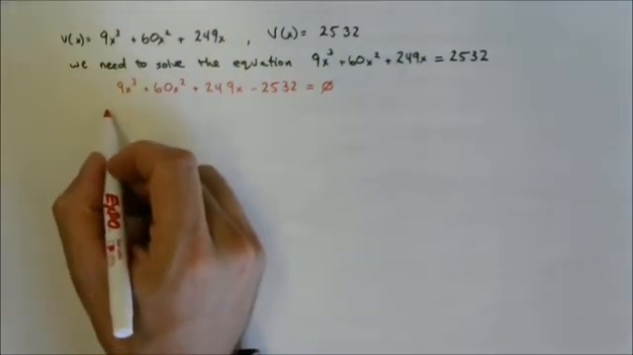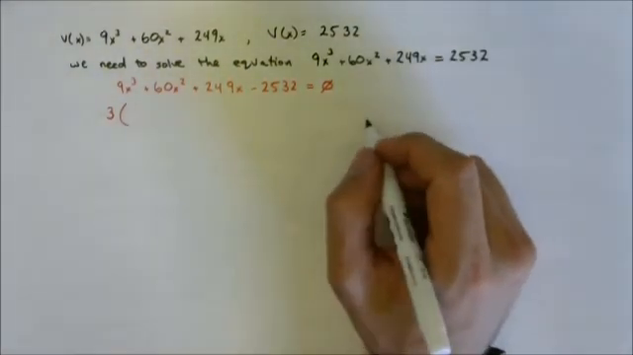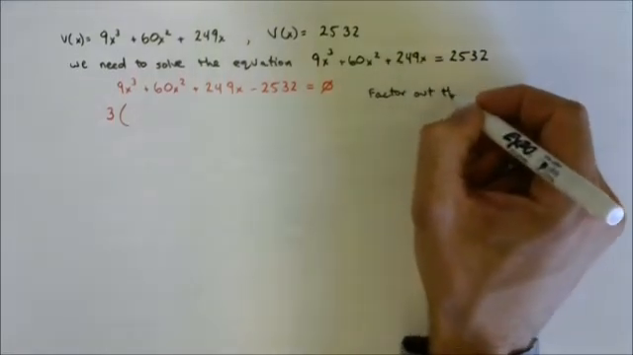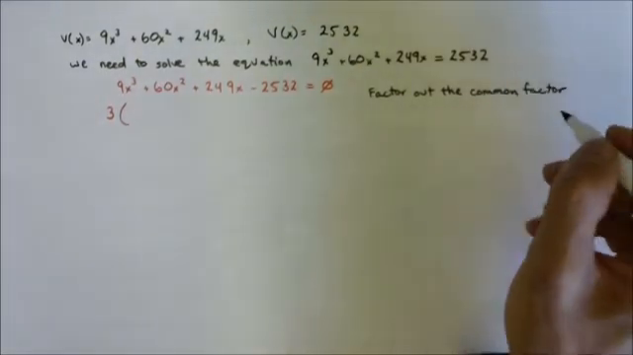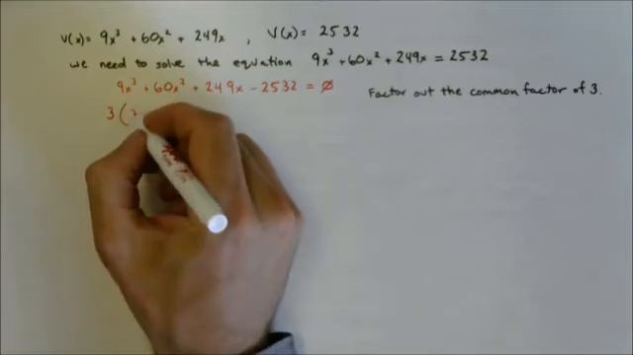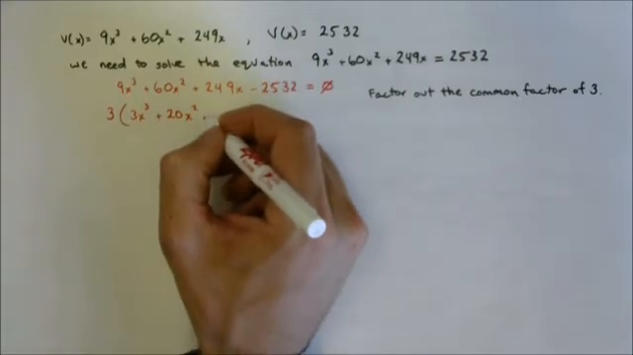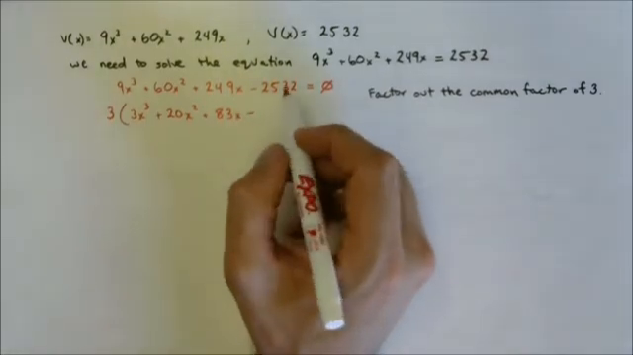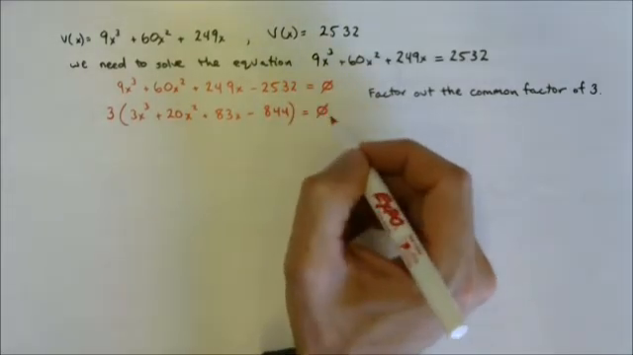So my first step is actually going to be to factor out the common factor of 3 from every term. So that's going to leave me with 3x cubed plus 20x squared plus 83x minus 844 equals 0.